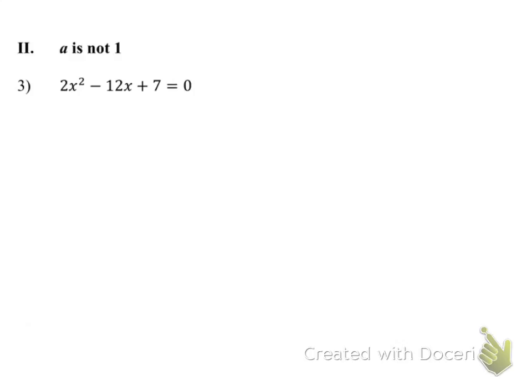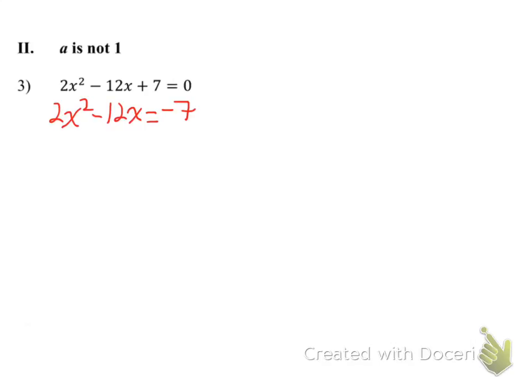Okay, now we're going to try when a is not 1, like this right here. We have a 2 in front. So this is the only example in the video. I have more for class if we need to go over it. But basically the rules are almost the same with just one extra step. So the first part, get all your x's on one side and the number to the other. So we're going to subtract 7 from each side.